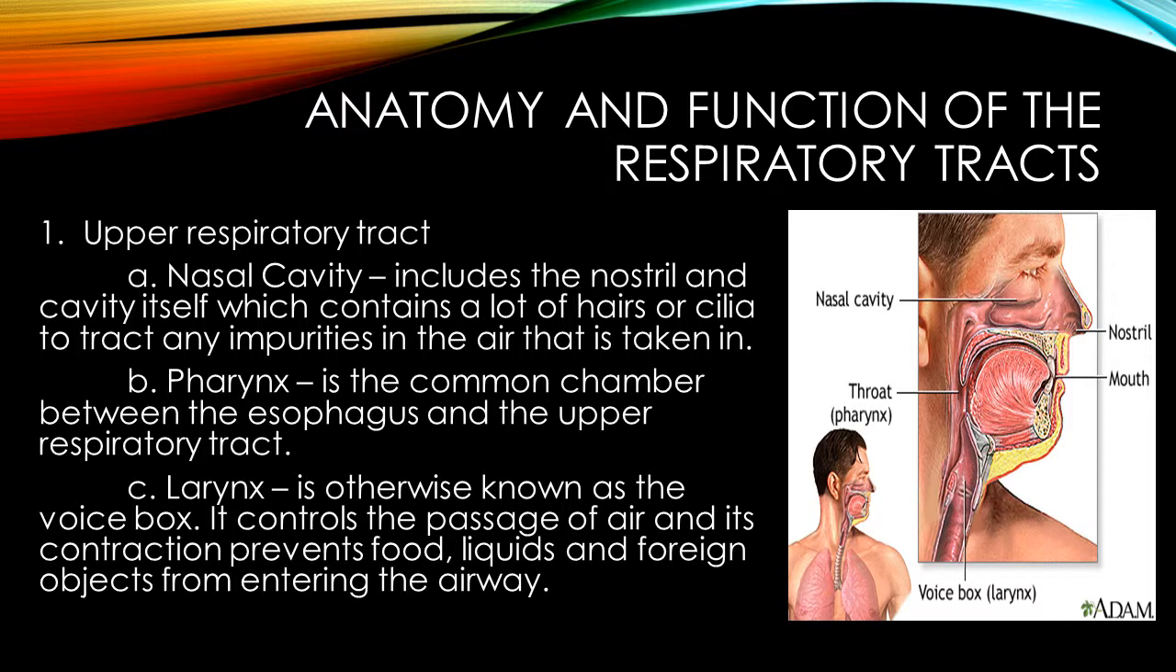The pharynx is the common chamber between the esophagus and the upper respiratory tract. And the larynx is otherwise known as the voice box. It controls the passage of air, and its contraction prevents food, liquids, and other foreign objects from entering the airway.